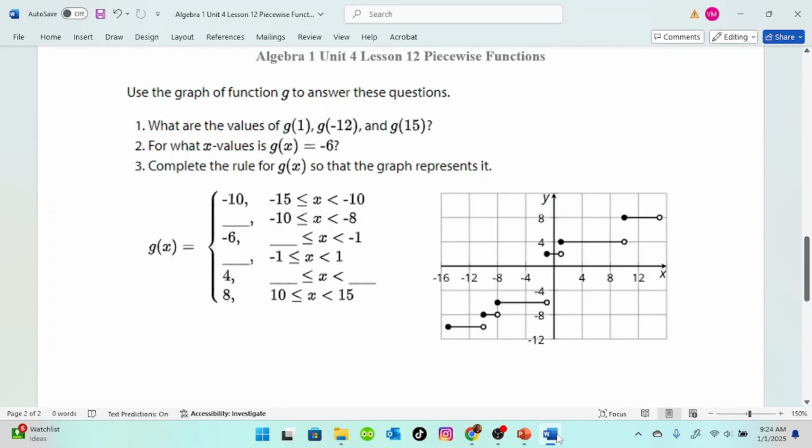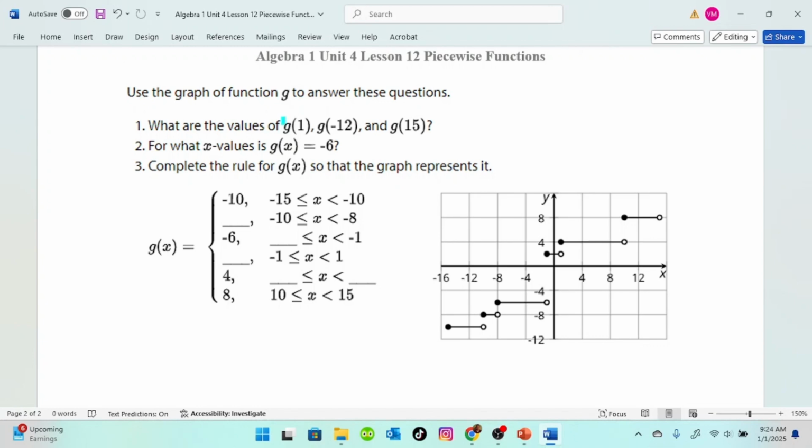Our last practice problem, use the graph of function g to answer these questions. Number 1, what are the values of g of 1, g of negative 12, and g of 15? Remember, inside the parentheses is your input.